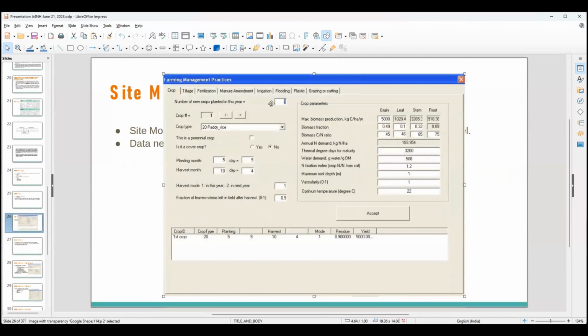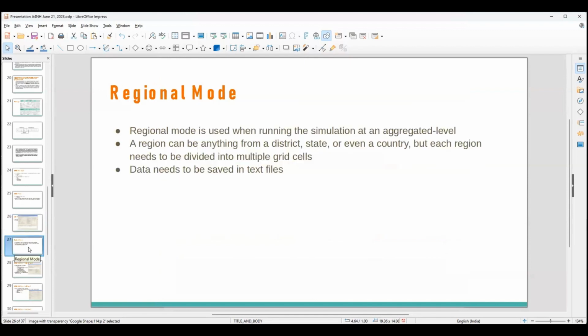So in the site mode, on crop, tillage, fertilization, manure amendment, irrigation, flooding, plastic, grazing or cutting, you have to enter all these details on crop type, whether it's perennial crop or not, cover crop, planting month, harvest mode, and the different crop parameters and biomass fractions, C/N ratio, annual nitrogen demand, water demand, etc. So you have to enter all these.